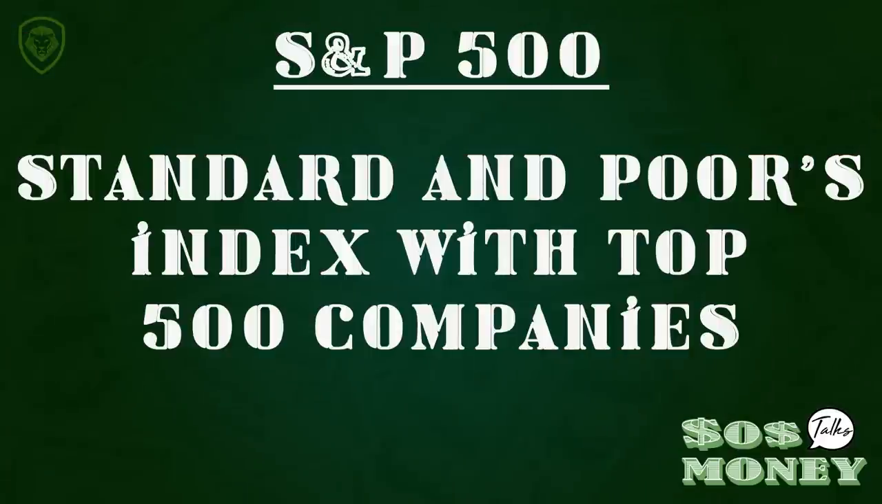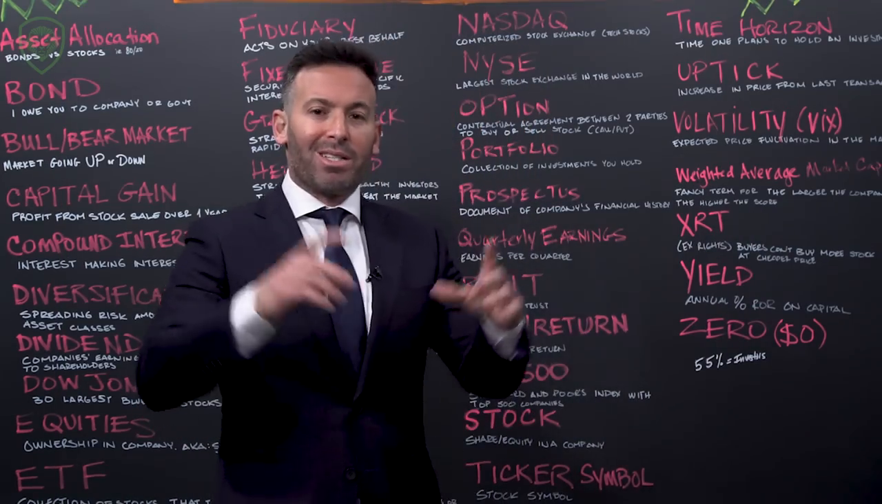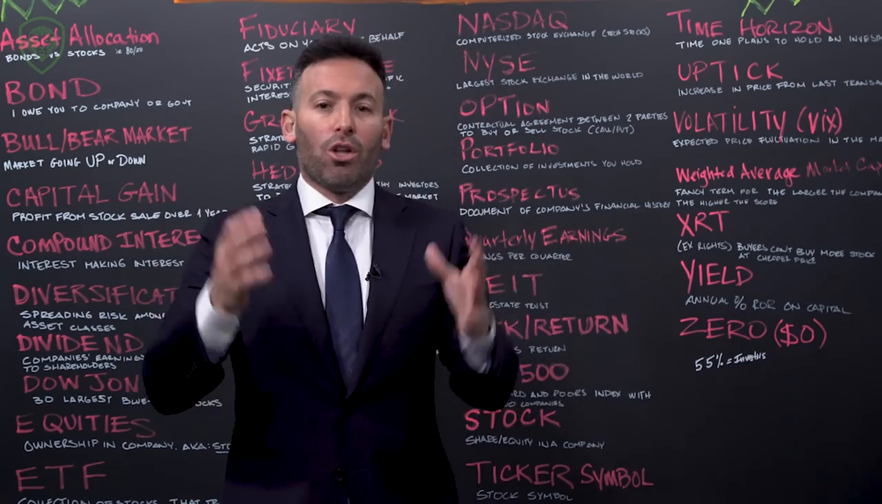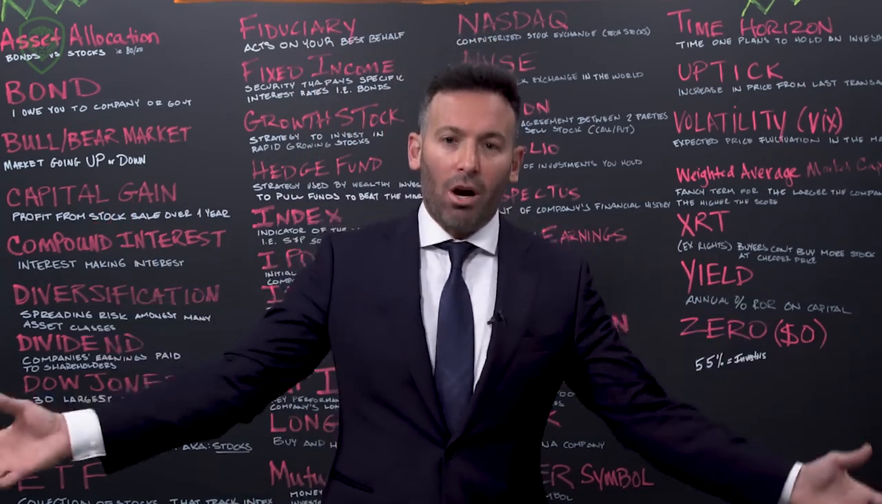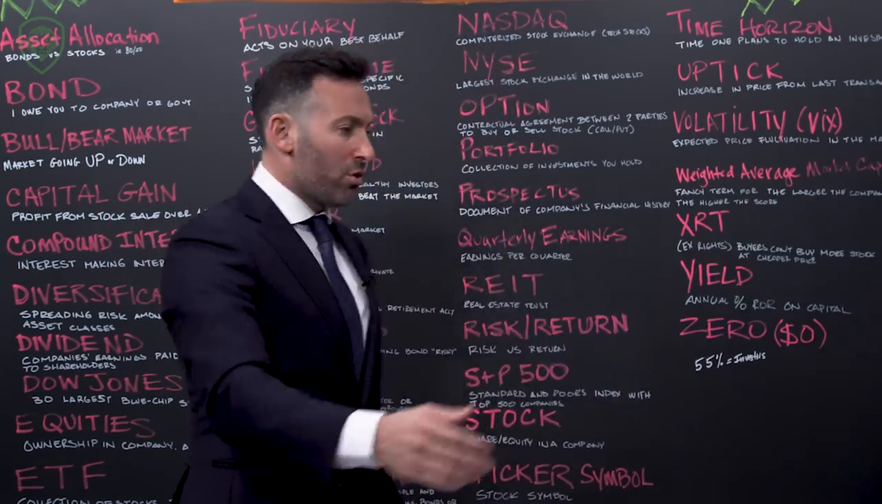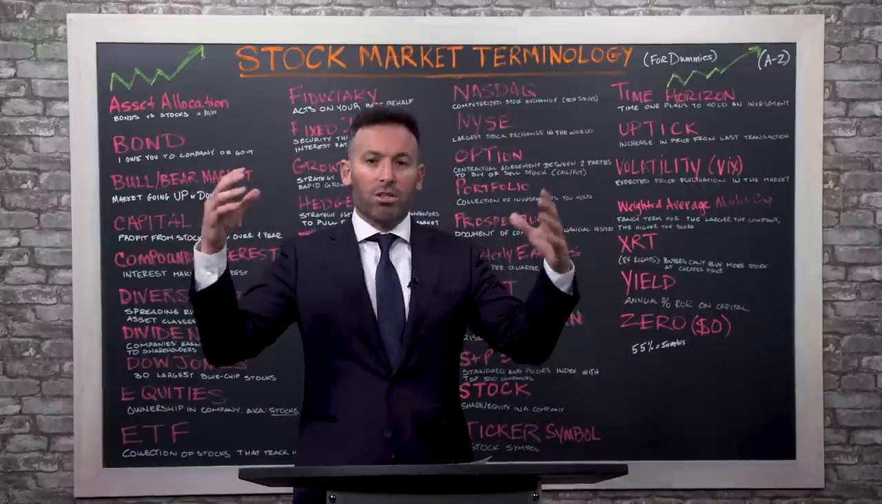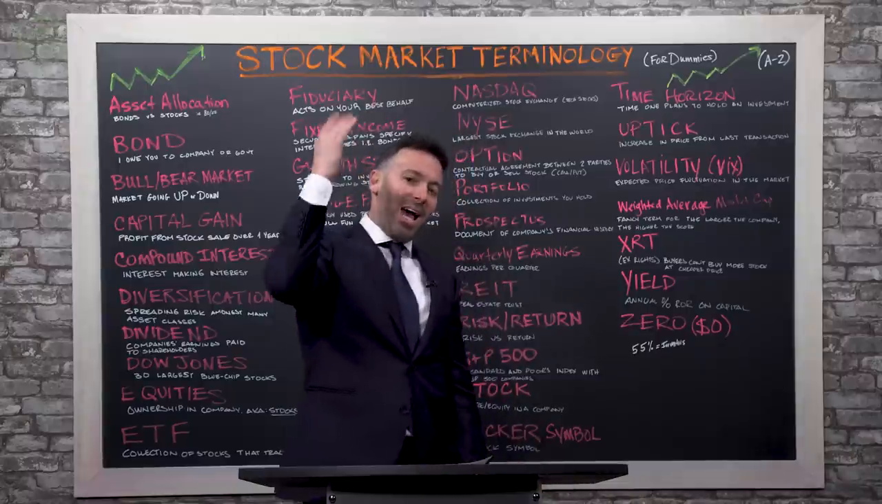Then you got the S&P 500, which we've discussed. It stands for the Standard and Poor's 500. A lot of people know about the S&P 500, but they don't know that it stands for the Standard and Poor's 500. That's the 500 largest companies in America that are on the S&P 500. The S&P 500 is an index or an indicator of the overall stock market. Check that out.